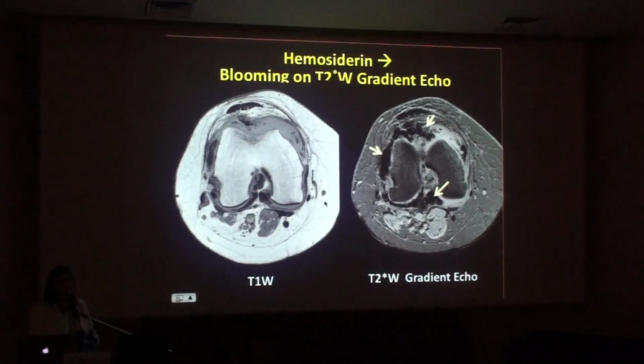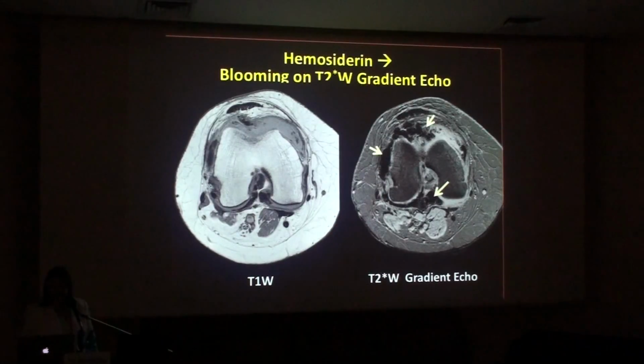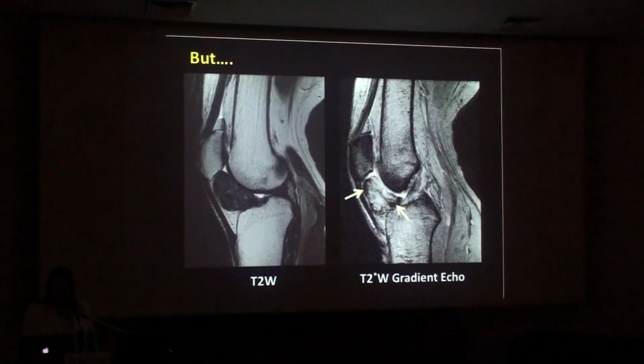You might have heard the term blooming, that hemosiderin, because of its paramagnetic effects, can bloom on T2 star-weighted gradient echo images. So here's an axial T1 weighted image through the knee, and here's an axial T2 star weighted gradient echo image. So we're using longer TE times to allow that paramagnetic effect to evolve. And what we're saying is that anything that looks dark where the lesion is here, where the hemosiderin is here, kind of blooms. It appears physically bigger because of this T2 star weighted gradient echo technique. So that's one of the features we look for to help us identify hemosiderin.